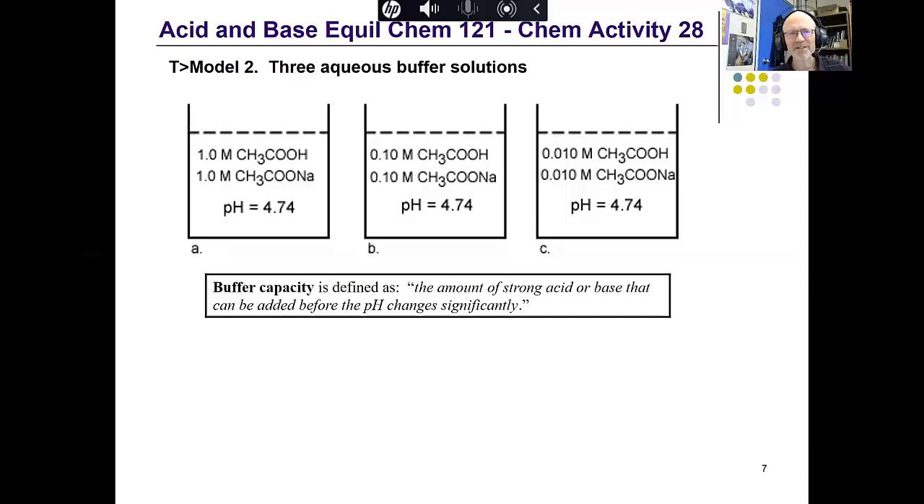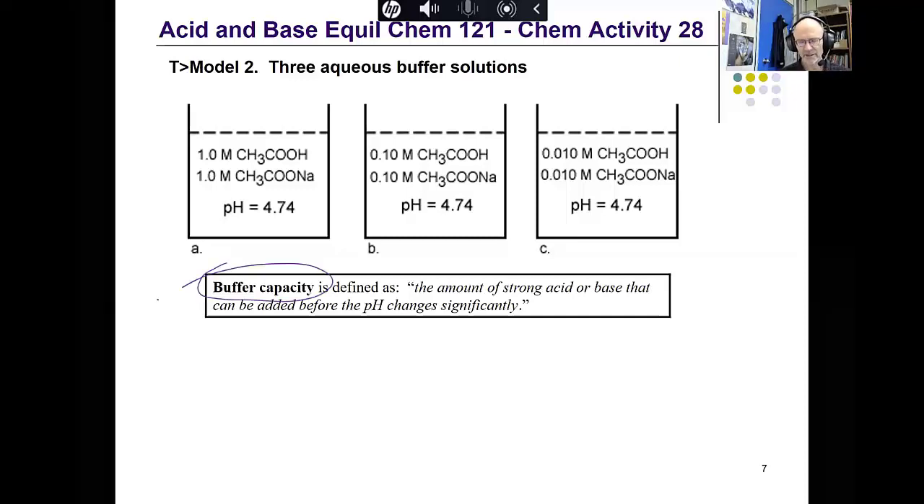Now, we say that a buffer resists a change in pH. Well, it's not because a buffer has some kind of magical properties. It's not like, okay, add some strong acid and poof, somehow the buffer is able to resist the change in pH upon the addition of strong acid. The buffer is actually doing something. And so here we're talking about the buffer capacity, and it's defined as the amount of strong acid or base that can be added before the pH changes significantly.